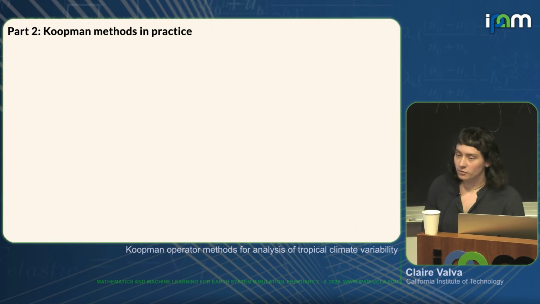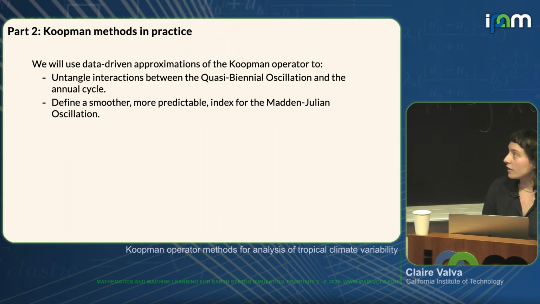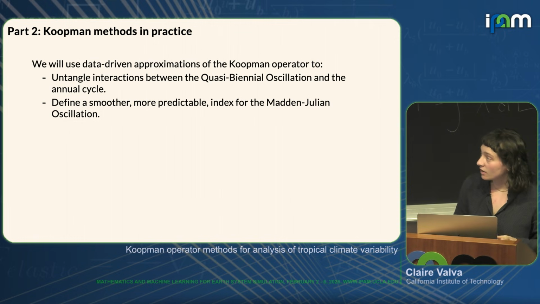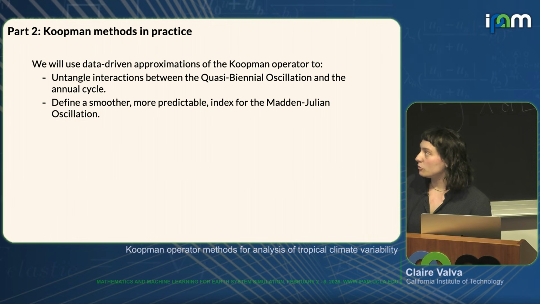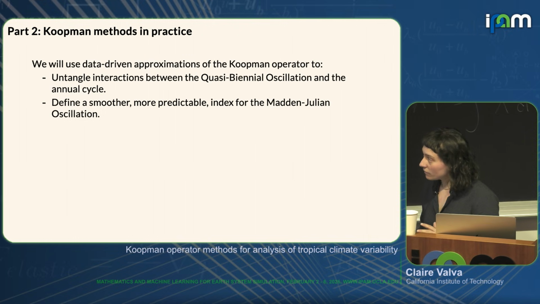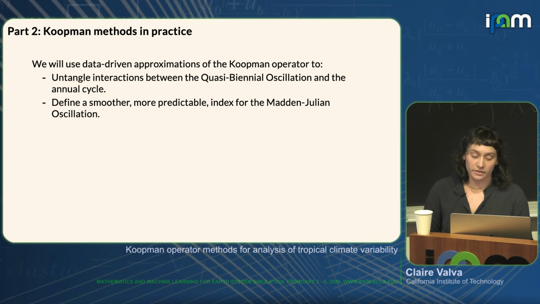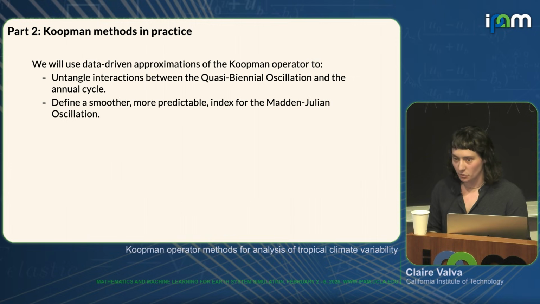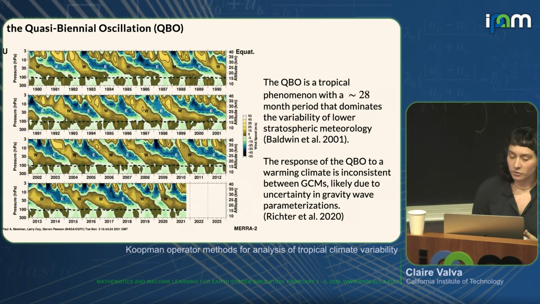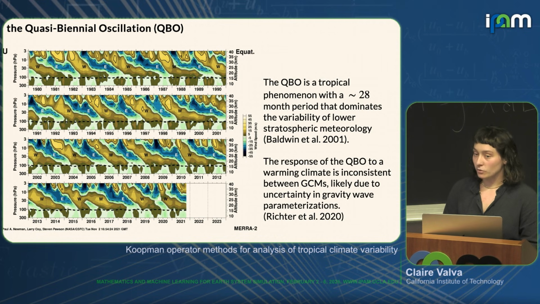Okay. So now I'll talk about using these in practice. We're going to look at two different oscillations. We're going to look at interactions between the QBO and the annual cycle. And then we're going to use it to define a smoother, more predictable index for the MJO. I'm going to go through this in a more pedagogical style, to give you an idea of how we can actually use these from data and identify the right things. So the first thing I will talk about is the quasi-biennial oscillation, or the QBO.